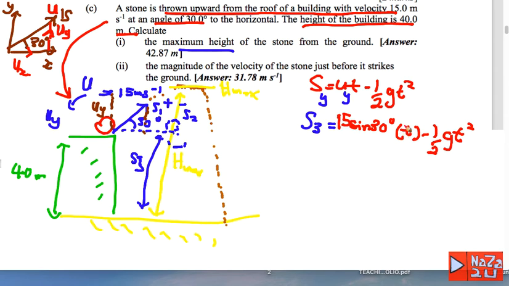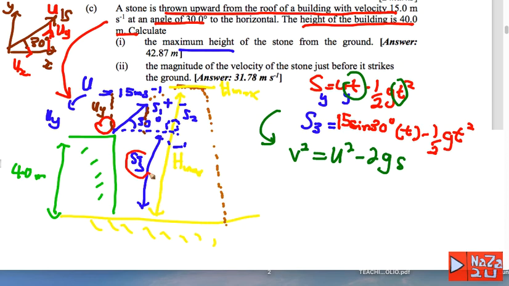But now the information does not give you the value of t. So I think you can use another equation, v squared equals u squared minus 2gs, right? Try the second equation here. Because v squared means the final velocity, if you look at the equation, there is no need for you to consider S3 first. You go to S1 and S2 for the second equation.